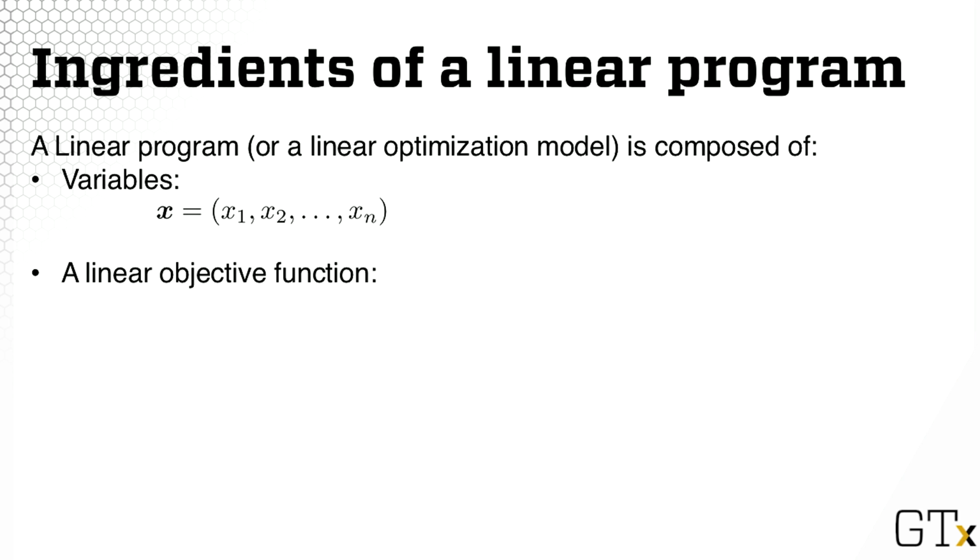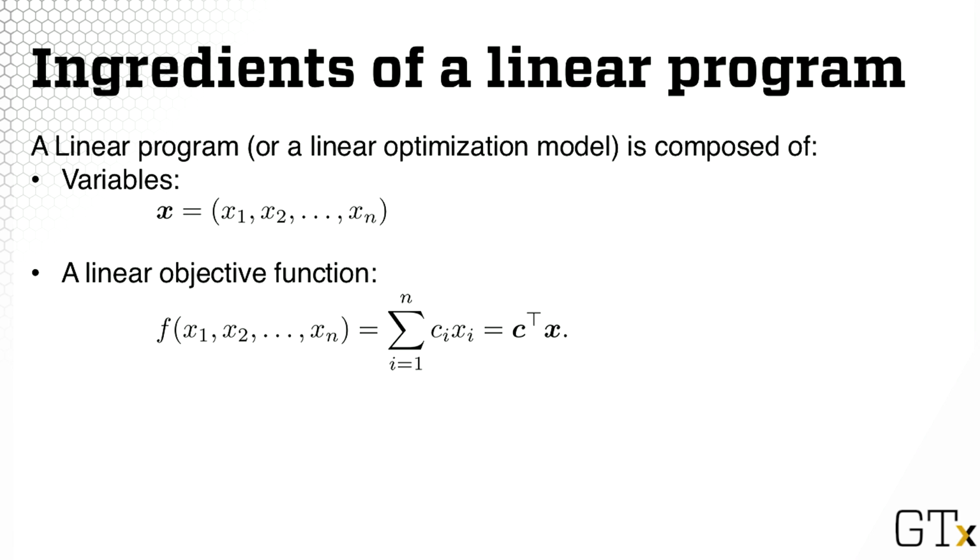Another important aspect of a linear program is the linear objective function. How do we write a linear objective function? A linear objective function f of x from x1 to xn is written as a sum of ci times xi, summing over i from 1 to n. You can also think about this as a weighted sum of the variables xi by a weight ci. We call the ci's the coefficients of the linear objective function.